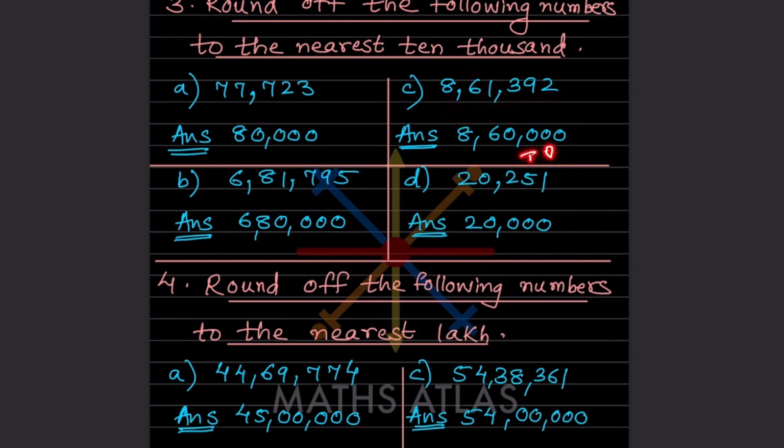Now ones, tens, hundreds, thousands and 10,000. So what happened here? 0. 0 means less than 5. So these remain the same, and this 2 remains the same, and these 4 zeros.